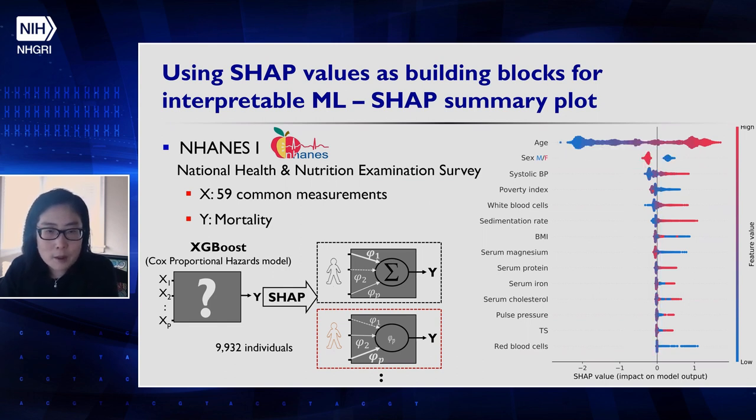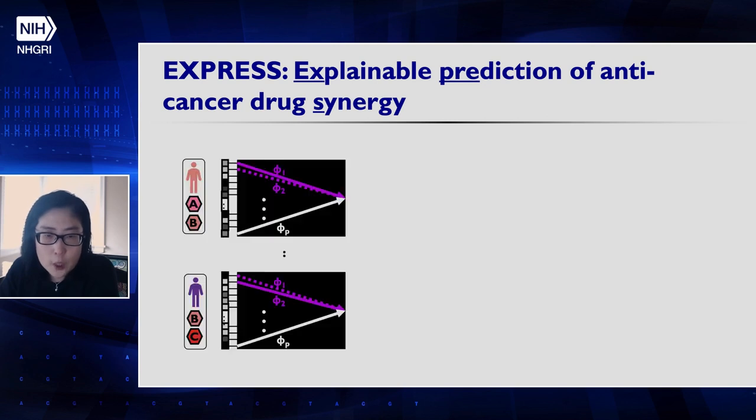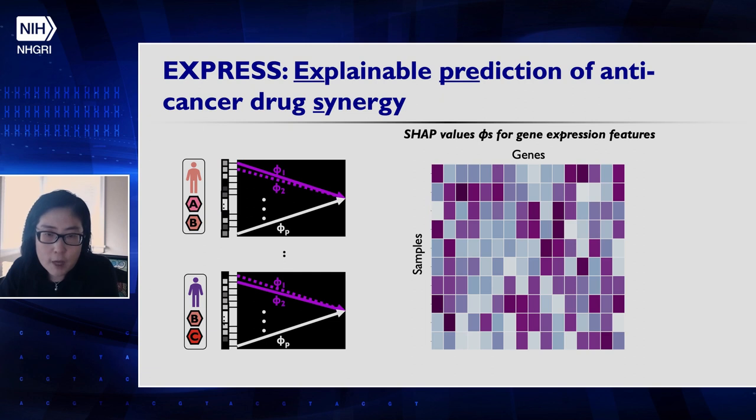Now let's return to this explainable prediction of anti-cancer drug synergy. To understand what makes a drug combination have synergy, we computed the SHAP values for each sample. Again, each sample means a patient and a combination of drugs. And then we created the SHAP value matrix for gene expression features, where each row is a sample and each column corresponds to a gene.